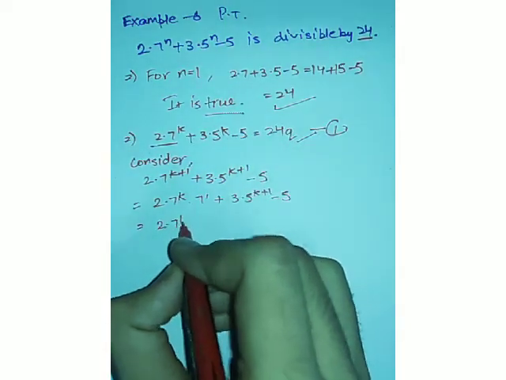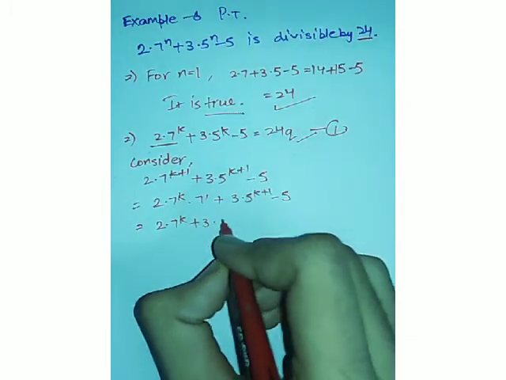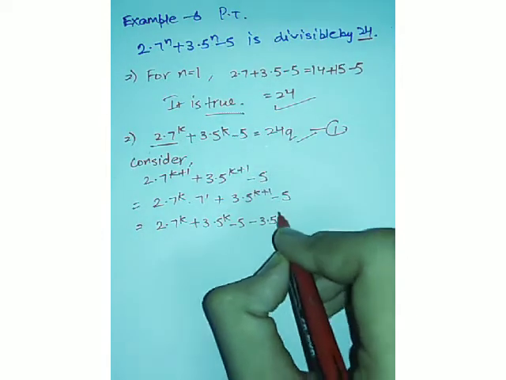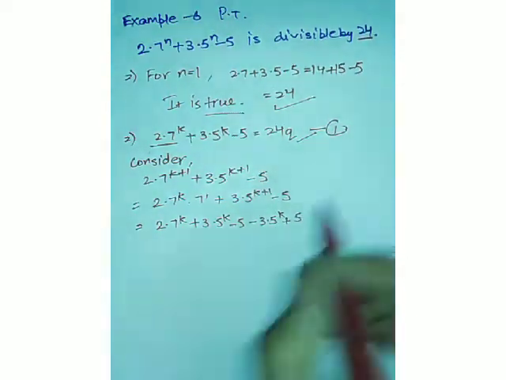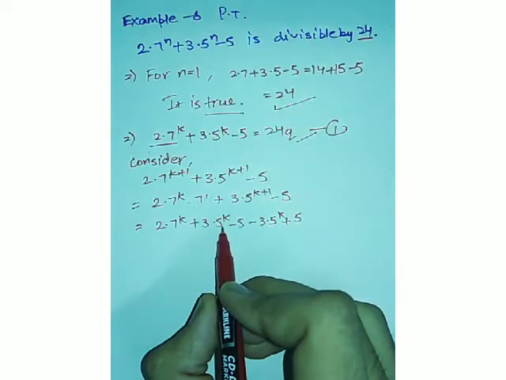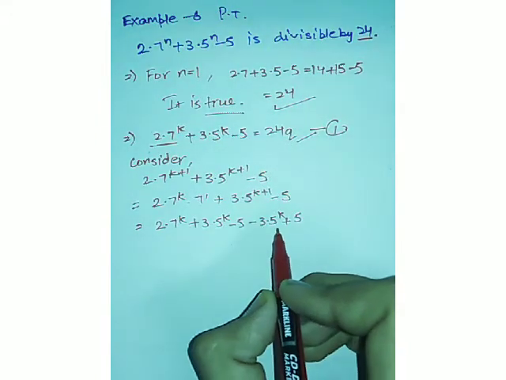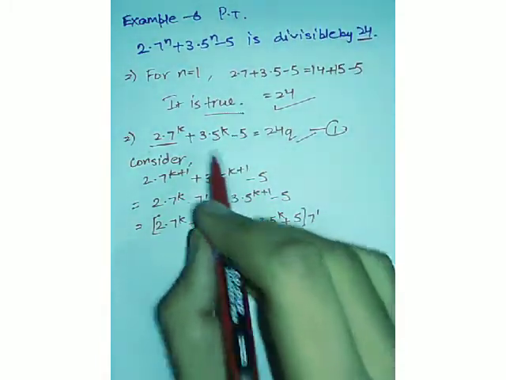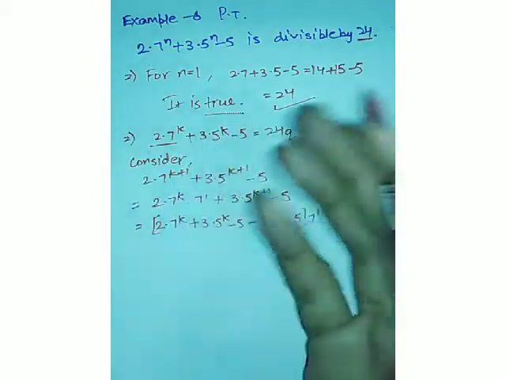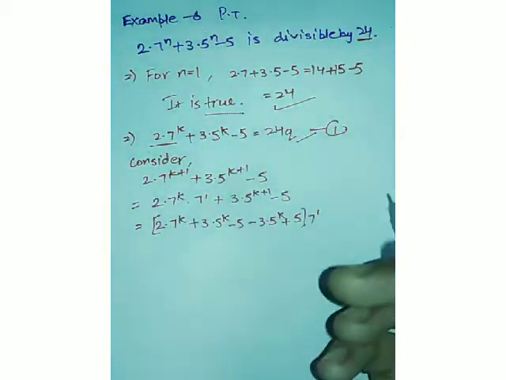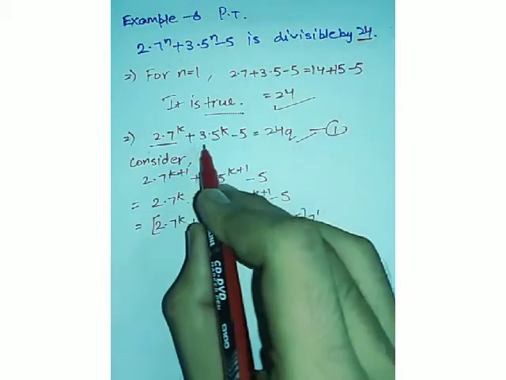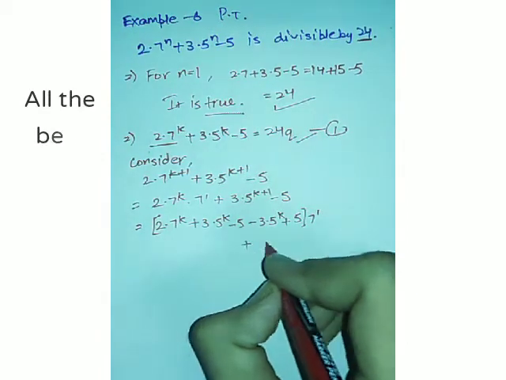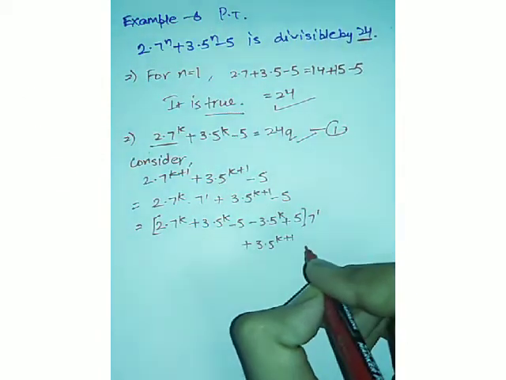Now here 2 multiply 7 raised to power k, you have plus 3 multiply 5 raised to power k minus 5. So what will we do? We will add the terms which are required to be added, and we will subtract the same terms. Here what I have done: plus 3 multiply 5 raised to power k minus 5, minus 3 multiply 5 raised to power k plus 5, because I have not disturbed the equation, right? You can see, just look at this equation and just add the same terms and subtract the same terms in order to not disturb the balance of the equation. So now these factors will be there only. Plus 3 multiply 5 raised to power k plus 1 minus 5.